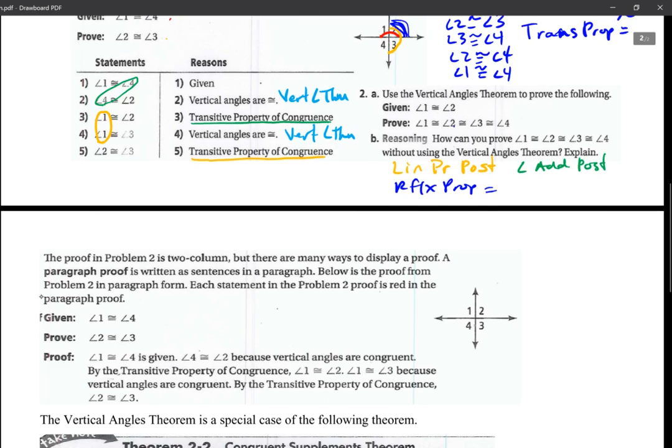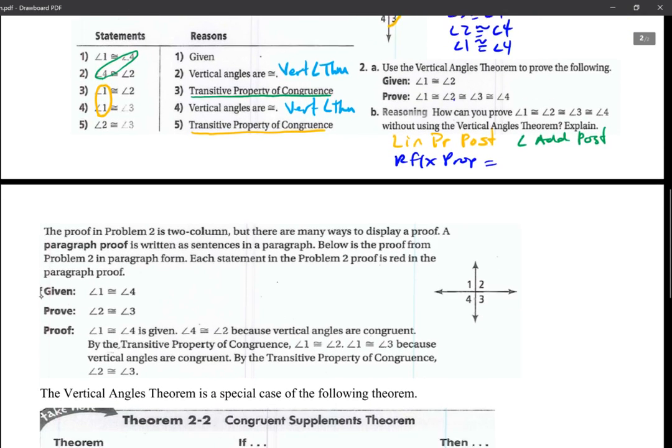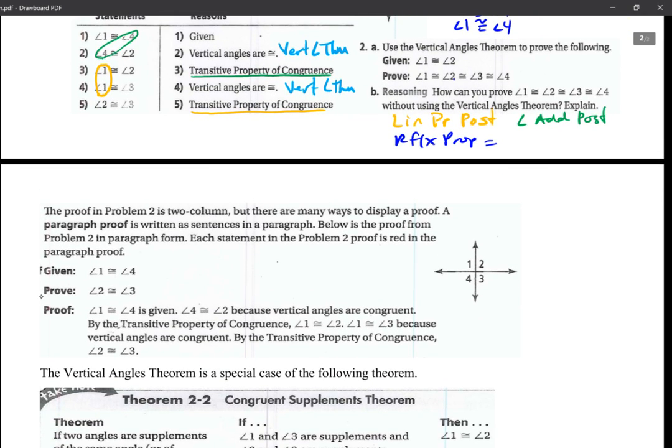All right, I am going to leave this proof up right here while we go down here and talk about paragraph proofs. If you like paragraph proofs, you are welcome to use them. I find the 2-column proofs a lot easier for novice proof writers. It's a lot easier to see what you've done and where you are going. A paragraph proof is just simply written as sentences in a paragraph. It's exactly what it sounds like.